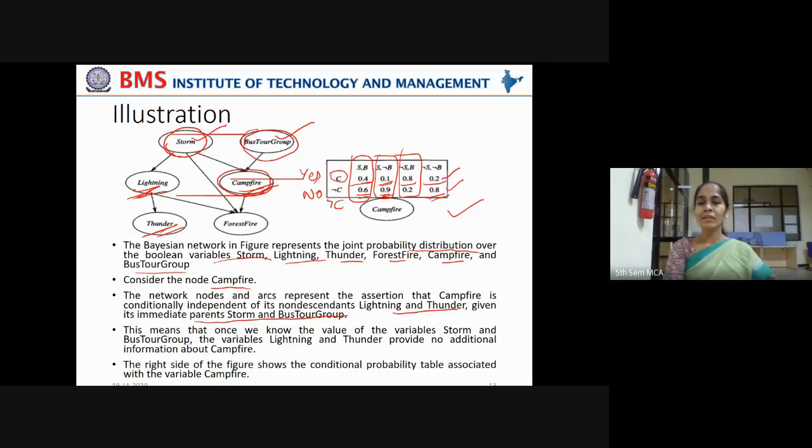Generally, they'll give you this kind of conditional probability table and ask you to calculate the probability of setting up a campfire or the probability of generation of a forest fire, like that. Okay, so did you understand now? Because of the dependencies between the attributes in the Bayesian belief network, you will be able to calculate in a better way the values of nodes which are actually not measurable. Okay.